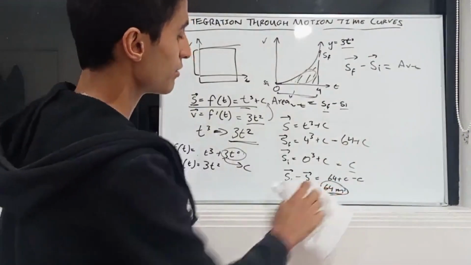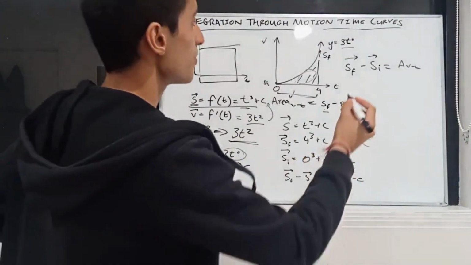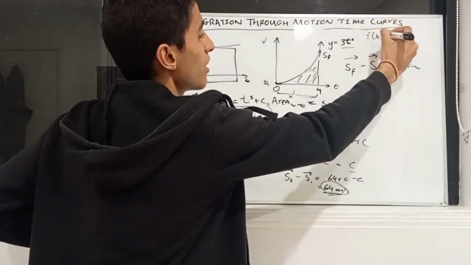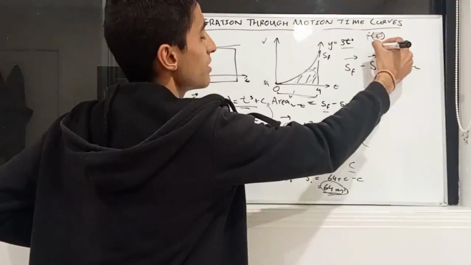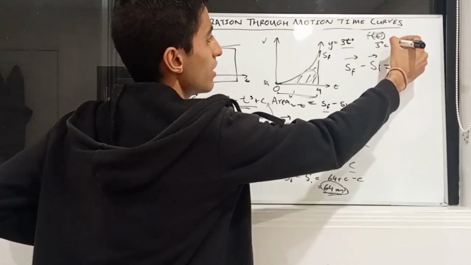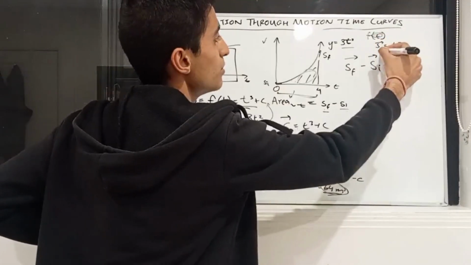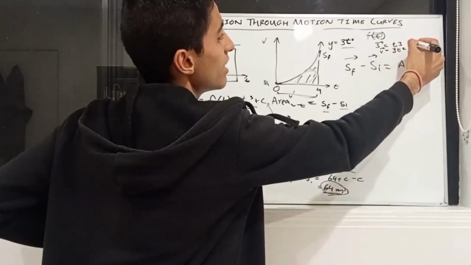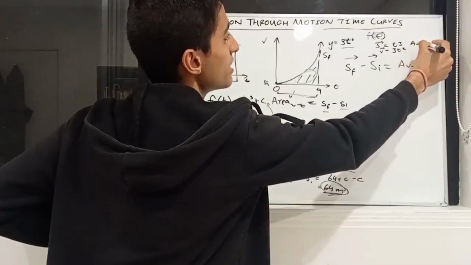So we know that 64 meters squared. So our original displacement was given by t cubed, and our velocity was given by 3t squared, and our area was 64.